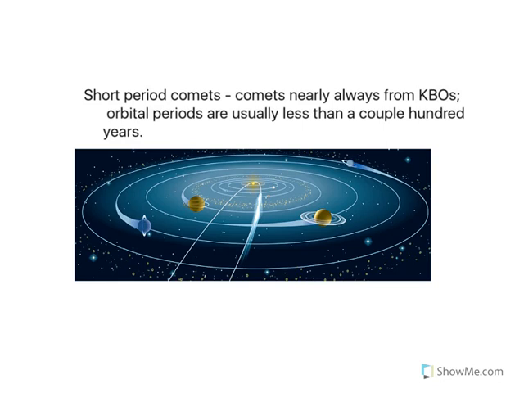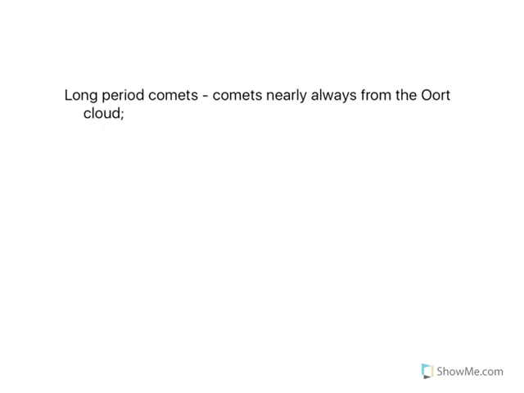Now let's look at short period comets. We've been talking mostly about short period comets. Short period comets are comets that are nearly always from the Kuiper belt objects. Their orbital periods are usually less than a couple hundred years. So the comets you may have heard about, like Hale-Bopp or Halley's Comet, these are short period comets. Now what about long period comets?